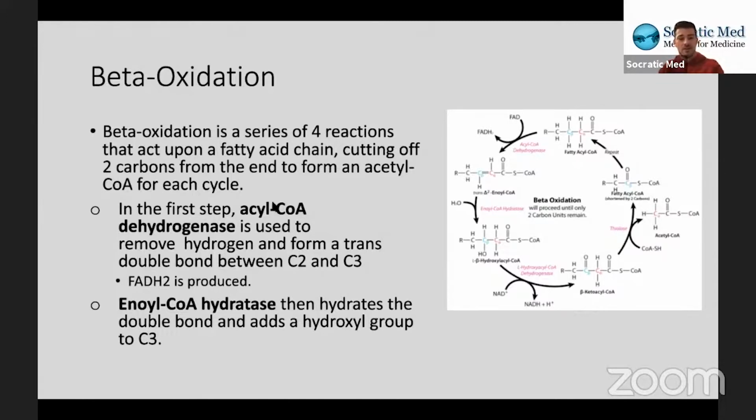So in the first step, acyl-CoA dehydrogenase is the name of the enzyme, and it's used to remove a hydrogen and form a trans double bond between C2 and C3. So we have this fatty acyl-CoA right up at the top on this diagram, if you can see. It's coming in. We have this acyl-CoA dehydrogenase, and you can see the blue and red carbons. Those are the alpha and beta carbons that we call them.